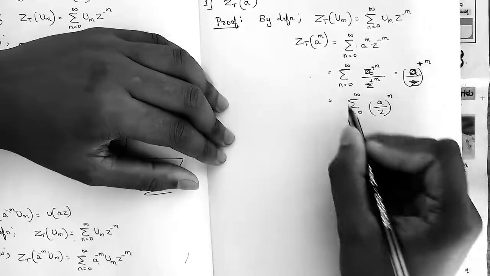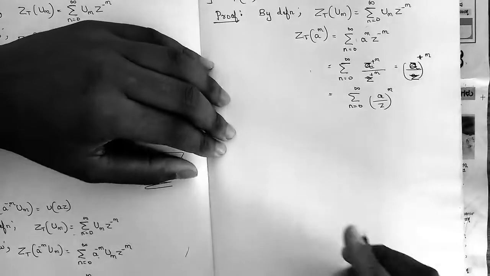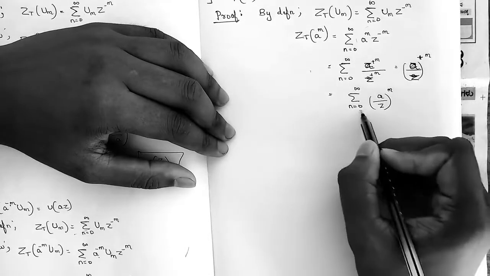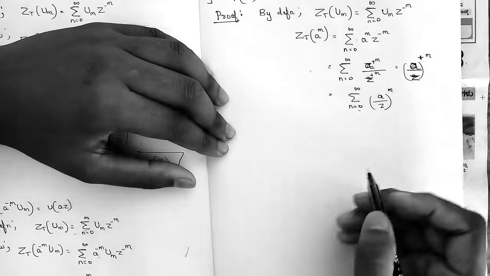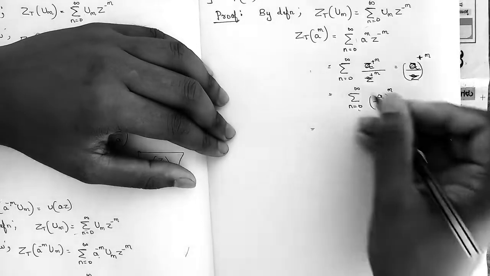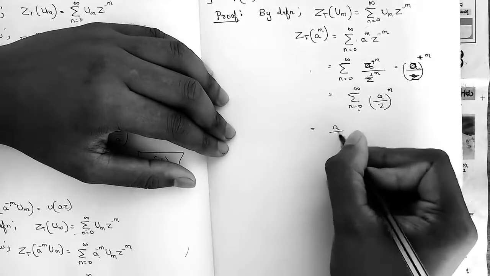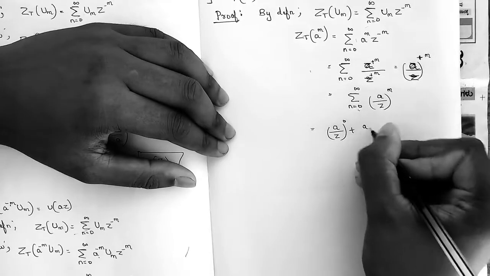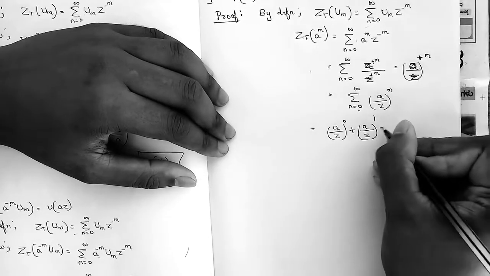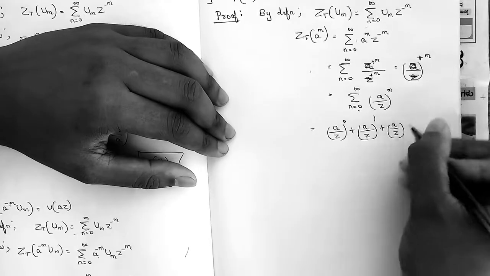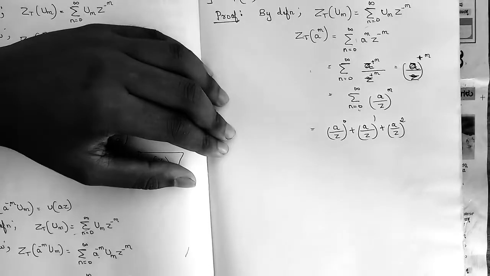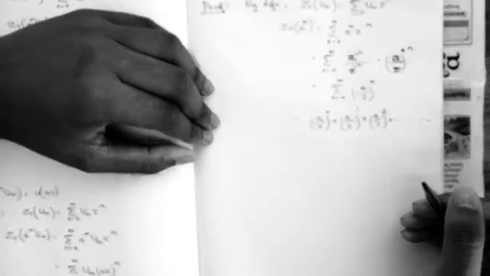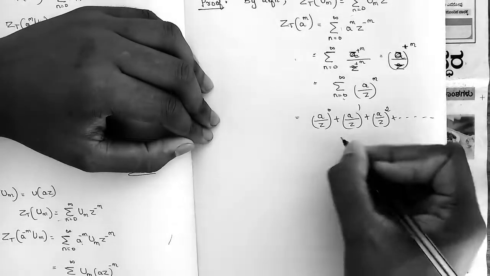Now let's try to remove this summation. In order to remove this summation, we need to start putting the values of n from 0 to infinity. So let's write the series. The summation, right? We need to add the power of 1 plus a by z to the power of 2 and so on. Here there is a concept called the geometric series.